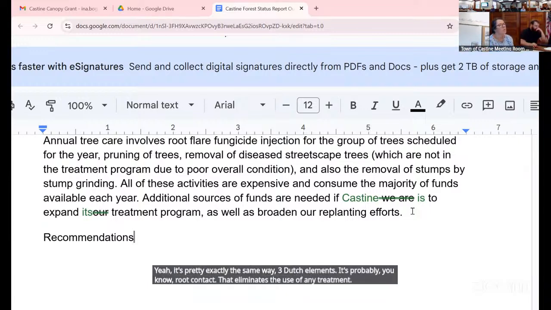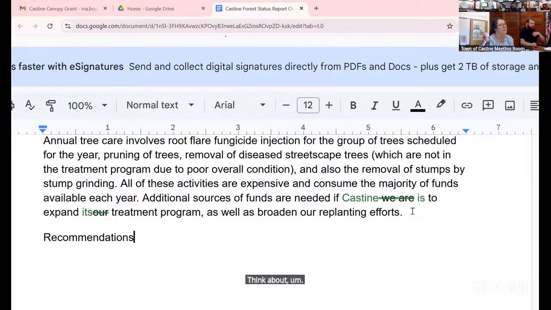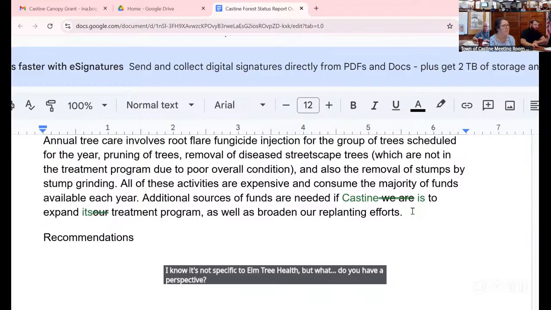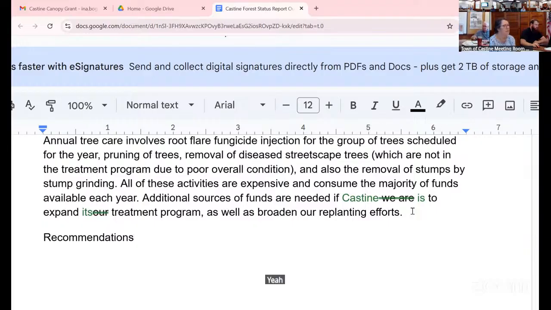So, what do you think about invasives in town? I know it's not specific to elm tree health, but do you have a perspective? All kinds of invasives down here. Yeah, this place is loaded with them, just because a lot of the land's been cleared.